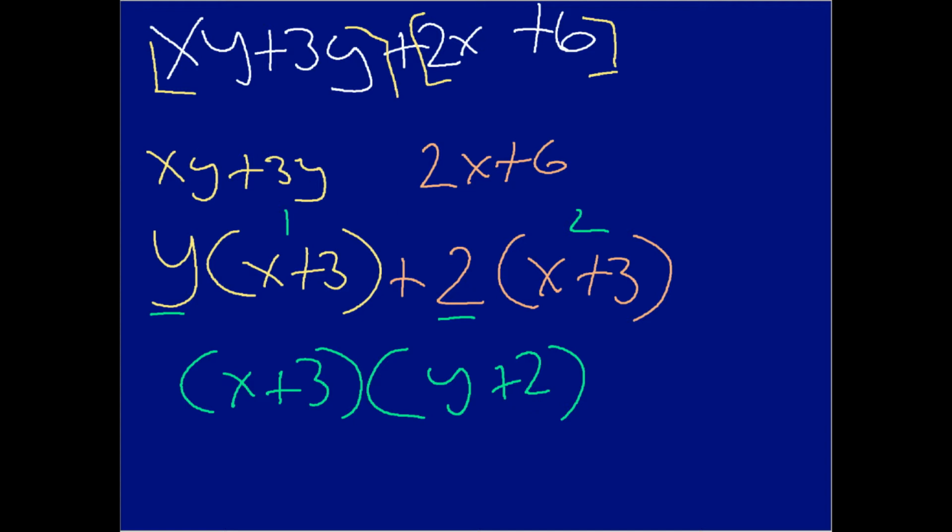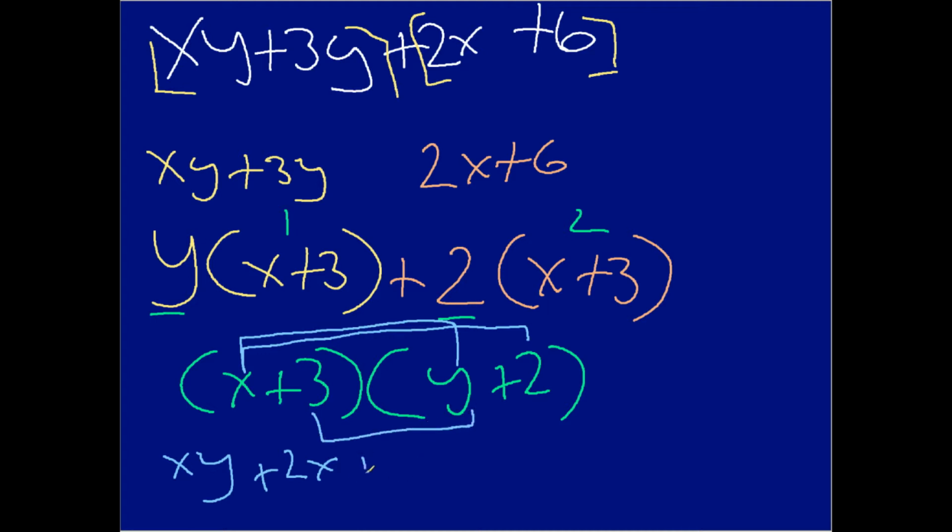Now, just so you know that this is the correct answer, we're going to verify this by multiplying everything out. So here we go. We're going to do that real quick. If I multiply x by y, I get xy. If I multiply x by 2, I get plus 2x because it's positive. And then if I multiply 3 by y, I get plus 3y. And if I multiply 3 by 2, I get plus 6.